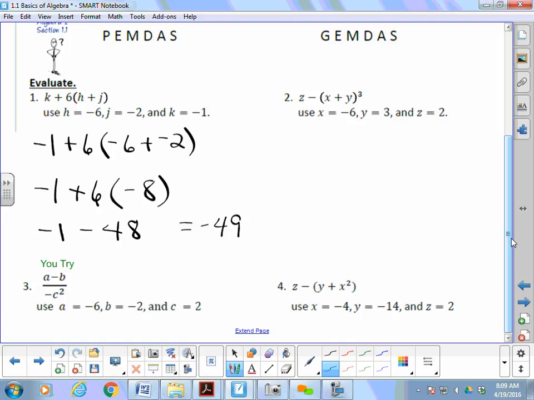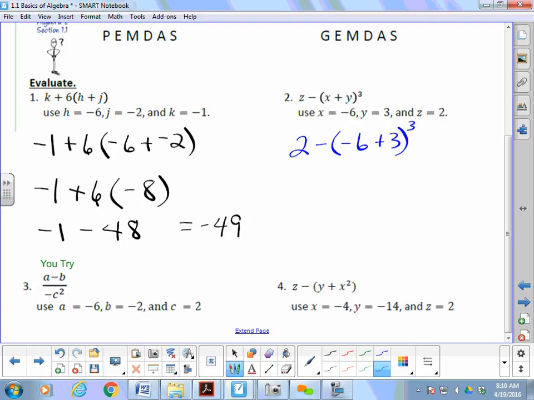Okay. Number 2. Plug the things in. z is 2 minus x, x is negative 6, y is 3, and to the third power. All right, so P comes before E, right? Not in the alphabet, but in PEMDAS. Right? So we have to do what's in the parentheses first.